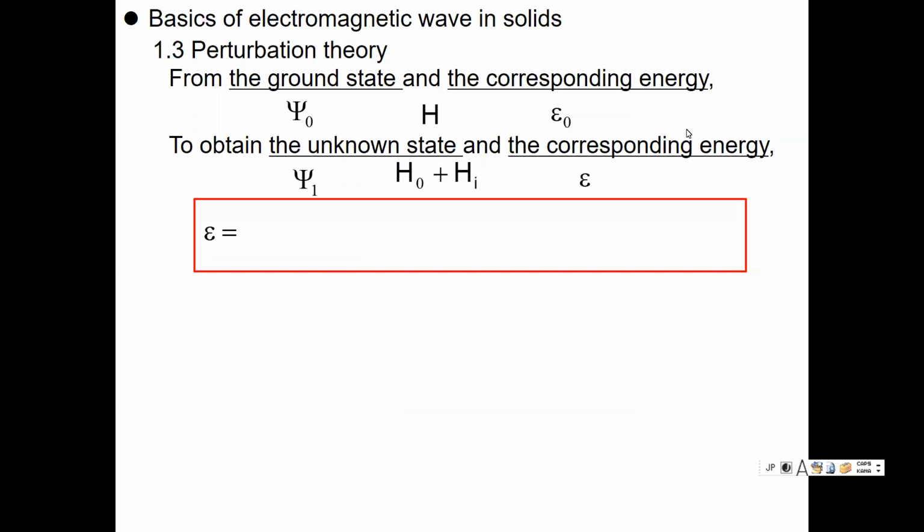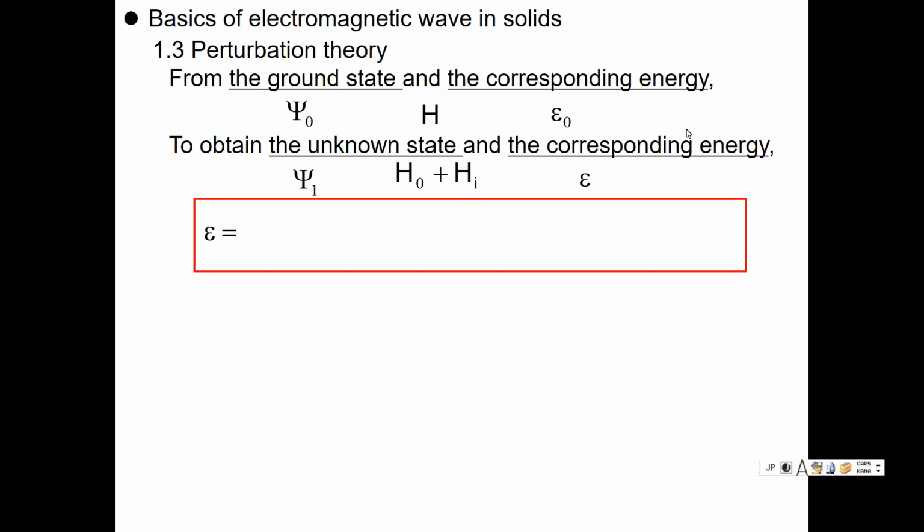Okay, then what happens if light is illuminated onto the solid? What we basically want to know is, when the light is illuminated, how the energy changes and how the wave function changes. In this case, in many cases, perturbation theory is used. This theory is not only used for solids, but also for molecular cases.